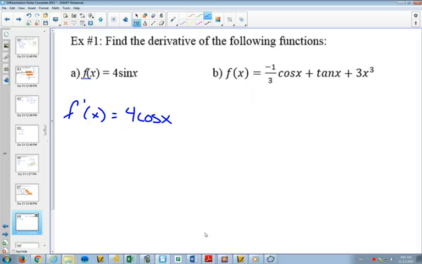Derivative of sine is cos, so f prime of x equals 4 cos x. Again, that constant value in front, just like it didn't affect anything with the power rule, doesn't affect anything with sine and cos. So this negative 1/3 in front of cos won't affect the derivative. What's the derivative of cos? Negative sine, so it becomes positive 1/3 sine x. Derivative of tan becomes secant squared x. And then the derivative here, 9x squared.